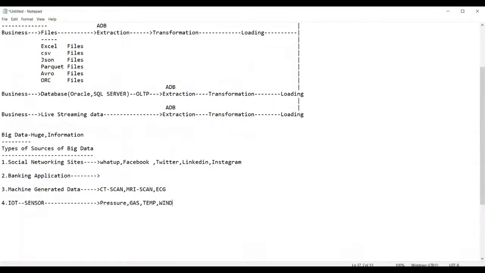These sensors will be connected to the required computers, so the computer generates the data. The data will be recorded here, and then further processed or transferred to us. From the files we receive, we extract it, we transform it, and we load it. Ultimately it will go like this.